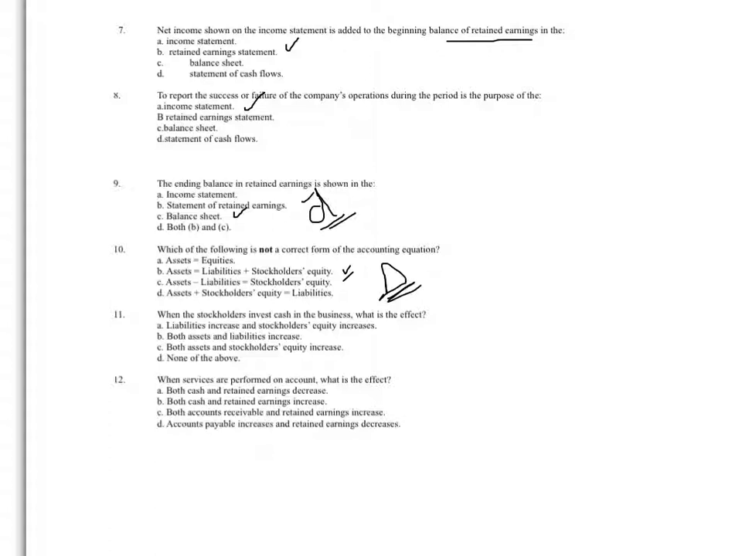When the stockholders invest cash in the business, what is the effect? Liabilities increase? No, we invested cash in the business. So that's an asset. Assets and liabilities? No, it's not a liability. Assets and shareholders' equity increase. C. When a service is performed on account, what's the effect? Well, I can get cash or I can get accounts receivable, but if it's performed on account, that means I'm getting an accounts receivable. So both accounts receivable and retained earnings will go up. Right, so again the answer is C.